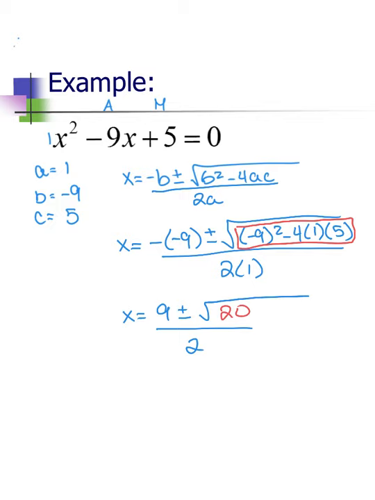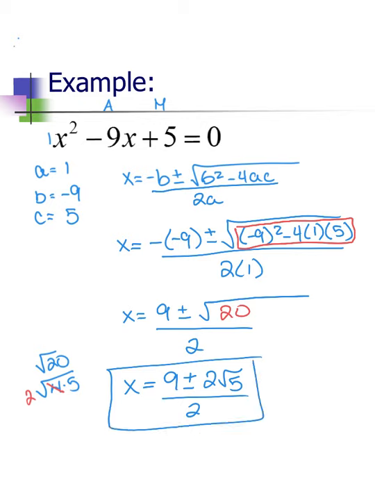Now the last step here is to simplify. So if I look at the radical, and I'm going to do this off to the side, I have radical 20. So in your head, two numbers that multiply to 20, one is a perfect square. Hopefully you pick 4 times 5. The square root of 4 is 2. So that radical 20 simplifies to 2 radical 5. So I get x equals 9 plus or minus 2 radical 5 over 2. And that is my answer.